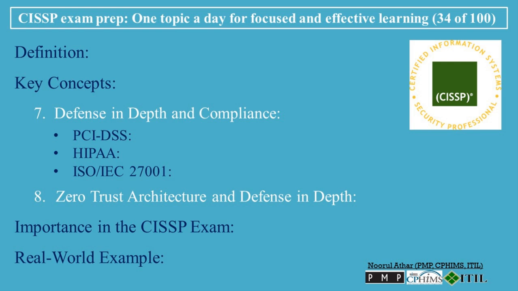Real-world example. A retail company that handles online payments implements defense in depth by using a combination of firewalls, web application firewalls, WAFs, data encryption, and intrusion detection systems, IDS. In addition, employees receive regular training on identifying phishing attacks. This layered approach ensures that even if a malicious actor breaches one layer, other defenses remain in place to prevent data theft or disruption.